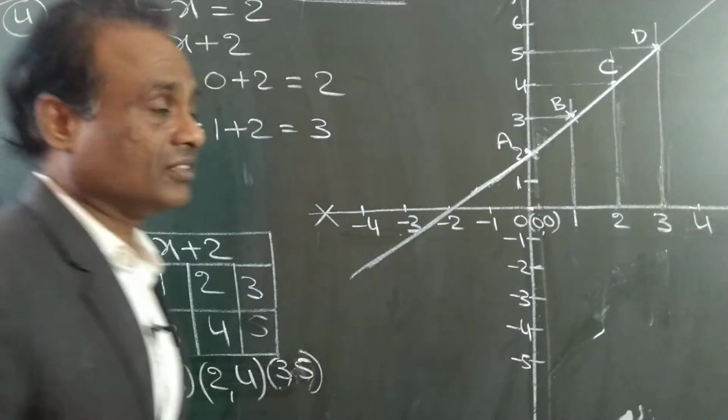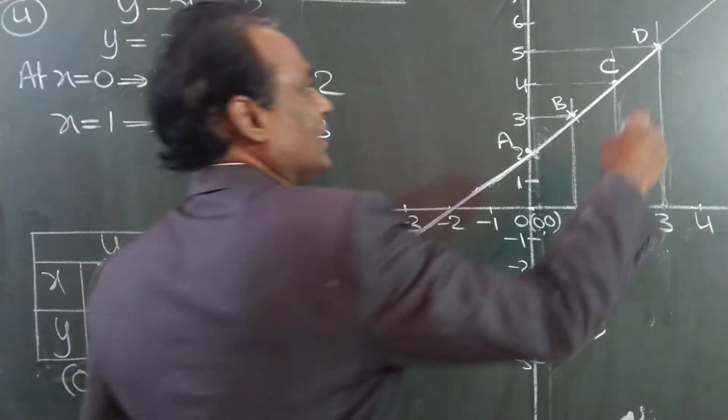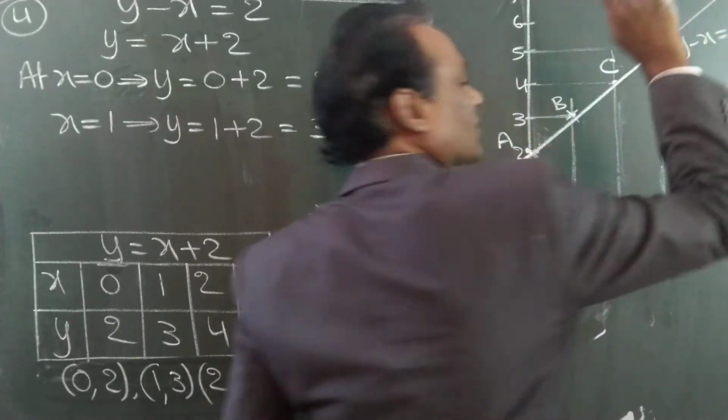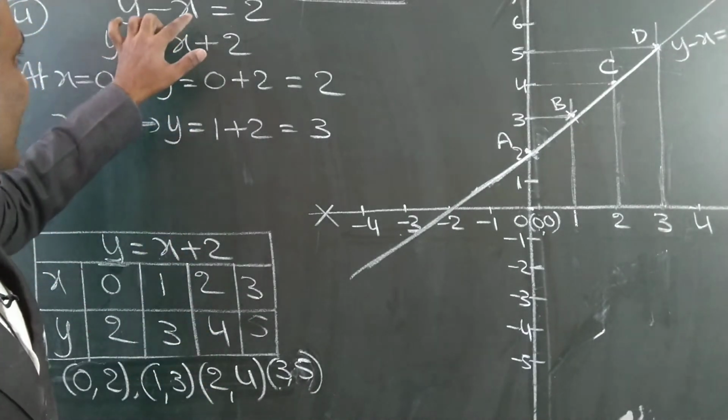This is the line. y minus x is equal to 2. This is the line I drew. Over. This is the given equation.